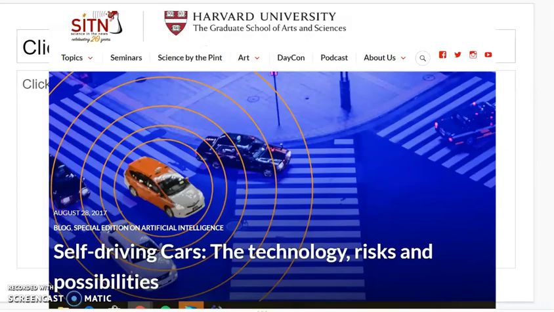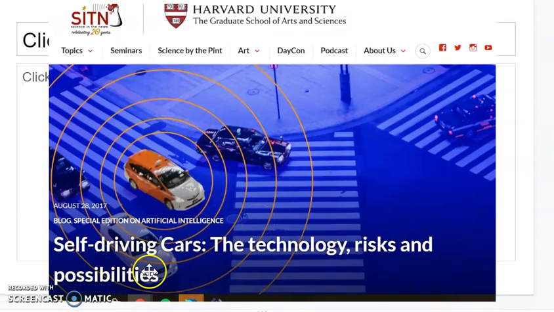So let's take this website for example. I found an article that might look at self-driving cars and I'm interested in self-driving cars as an option. And the title is Self-Driving Cars, the Technology, Risks and Possibilities. Oh, you can't see it, but it's written by a man called Tim Menke. And it's from a website called Harvard University, the Graduate School of Arts and Sciences.